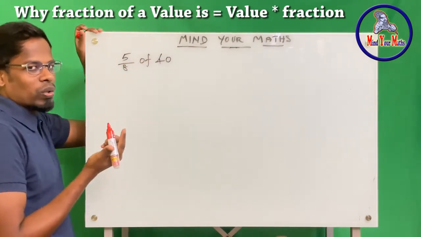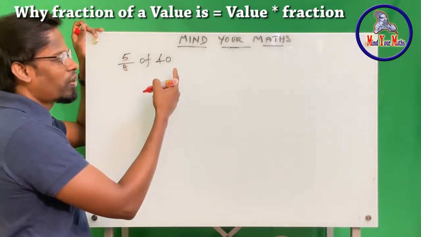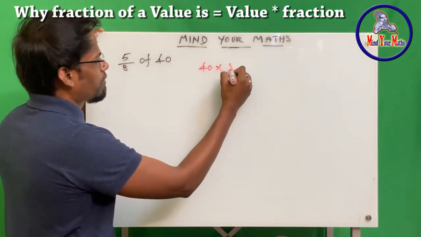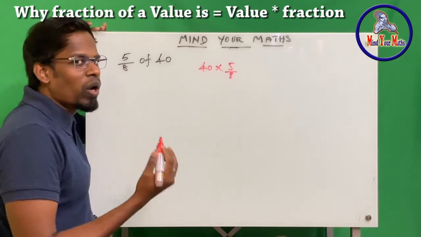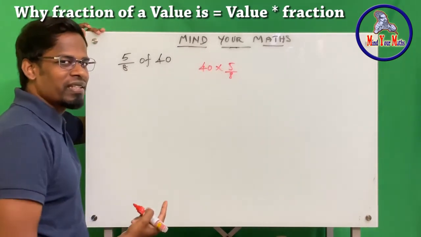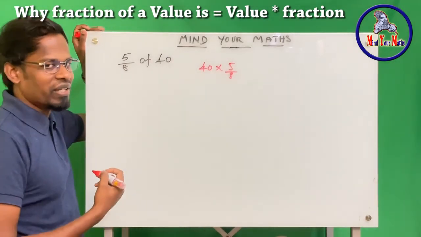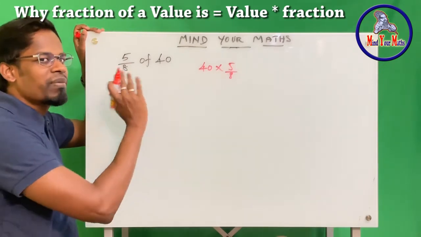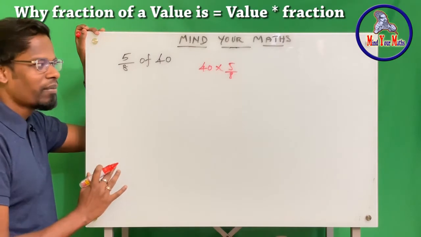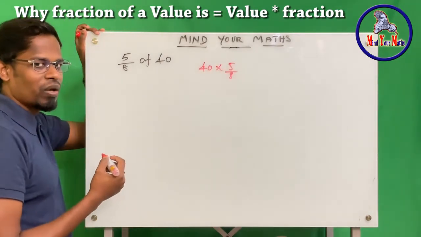Now everyone knows how to find 5 over 8 of 40: we just multiply, 40 times 5 over 8. Everyone knows that, but do we know why we are multiplying it this way? That's what I'm going to explain in this video. Using the same scenario, let me put it in a model diagram and then I'll explain why we multiply this way. Closely follow me.